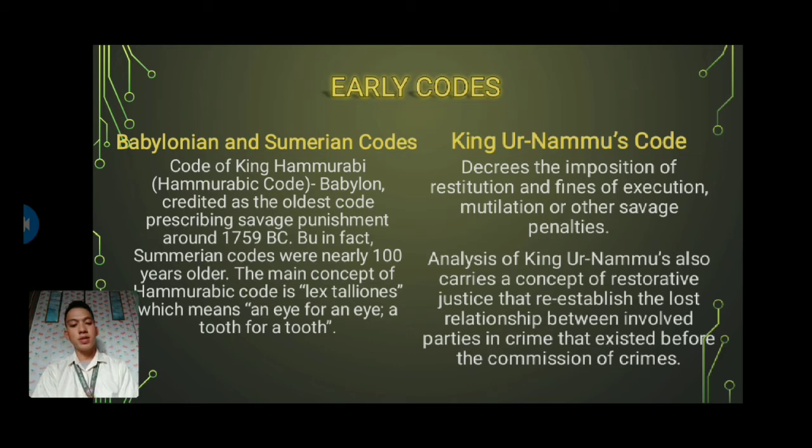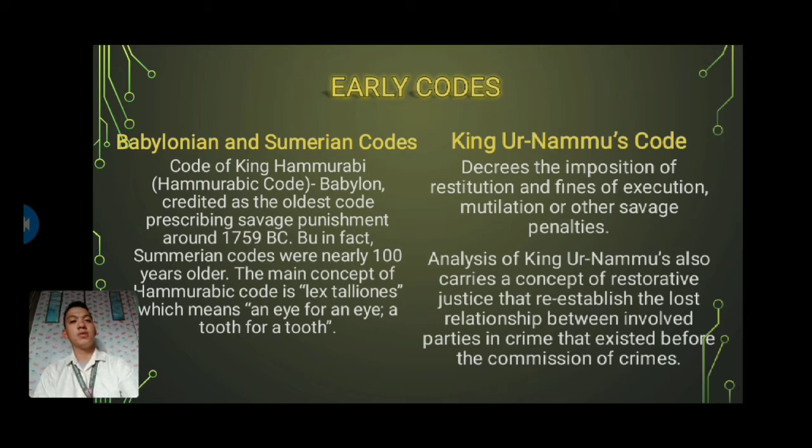So, dyan sa King Urnammu, ang example ko dyan ay ito ang paliwanag. If a man commits a murder, that man must be killed. If a man commits robbery, he will be killed. And if a man commits kidnapping, he is to be imprisoned and pay 15 shekels of silver. So yun na nga, parang dun din sa Babylonian and Sumerian codes, kung nakapatay ka, papatayin ka din. Kung nagnakaw ka, papatayin ka din. So yan yung example.